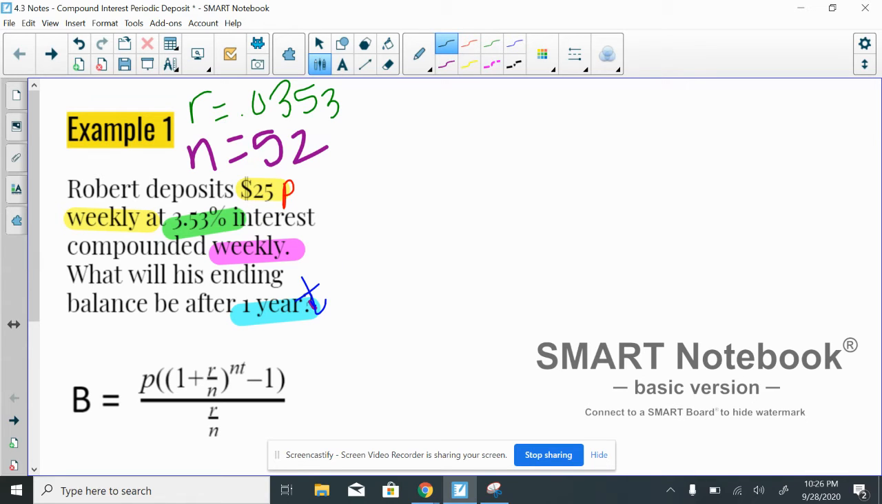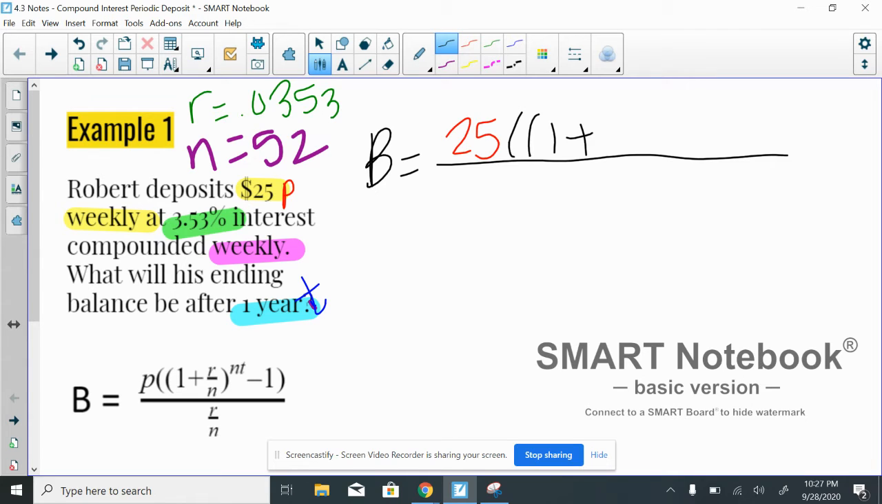You guys, the formula is ugly, but I'm going to go ahead and try to set it up as easy as I can. Give myself a nice big fraction line here, and I'm just going to fill in as I go. So my P value is $25. It's really important that I put in 2 parentheses here. You have to put 2 parentheses or it will not enter in the calculator correctly. 1 plus the rate divided by n. So my rate is 0.0353 and my n value is 52.